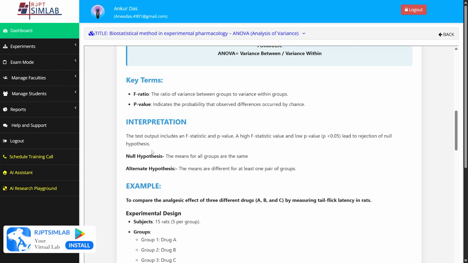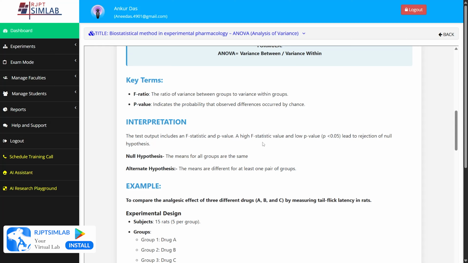The above statement says that when we perform an experiment, the output of the experiment includes an F statistic and P value. There will be two values, F statistic and P value. So if the F statistic value is high and the P value is lower than 0.05, it will lead to rejection of the null hypothesis.